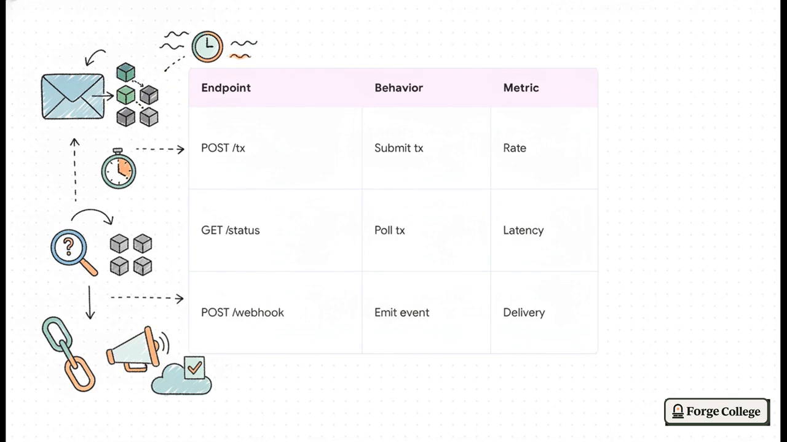Next, we've got a GET request to /api/transaction/:id/status. This is our polling mechanism. We're literally just asking the network, hey, is my transaction finalized yet? We watch the confirmation latency really closely on this one. And finally, we have a POST to /api/webhook-test. Once a transaction hits our desired confirmation threshold, our API emits a webhook out to an external service. It's essentially our delivery receipt, proving the whole cycle actually worked.